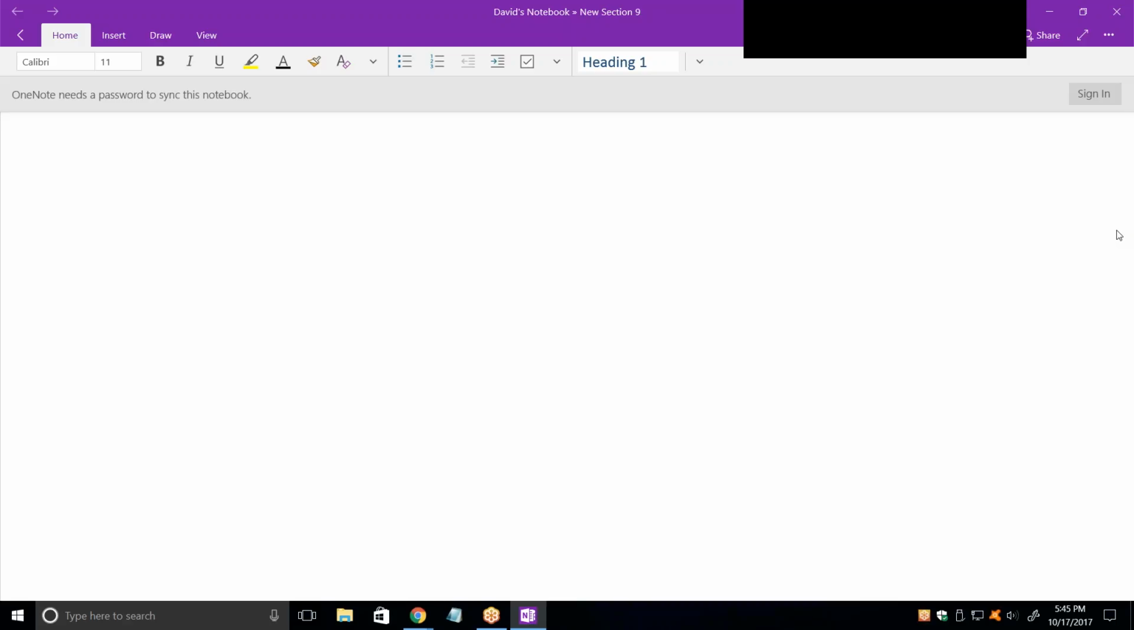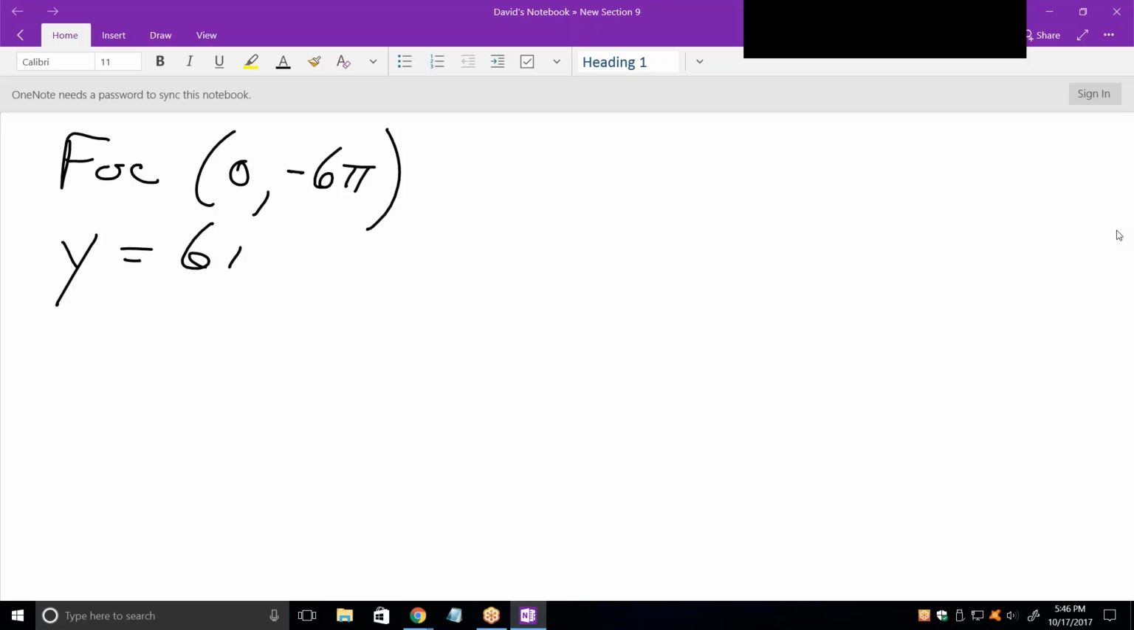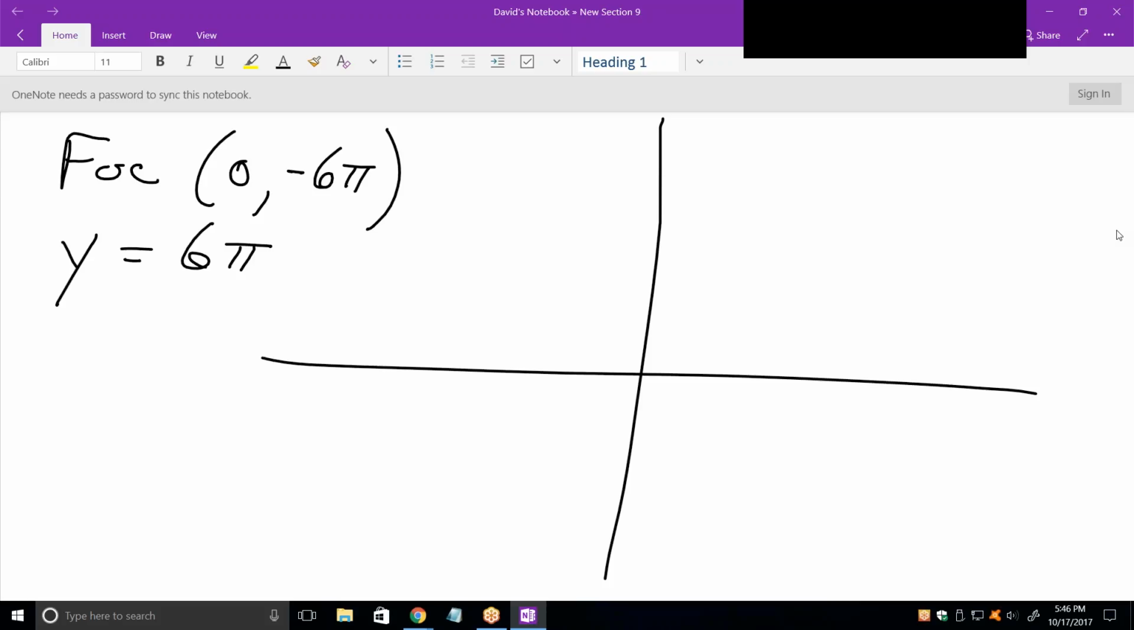Whatever. All right, the next one we have is find an equation for the parabola satisfying the given information. The focus is 0, -6 pi, and the directrix is y equals 6 pi. Okay. So that one would open downwards, correct? Did it tell you the vertex was at 0, 0? No vertex.